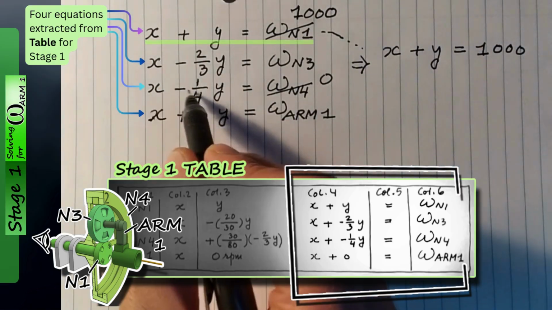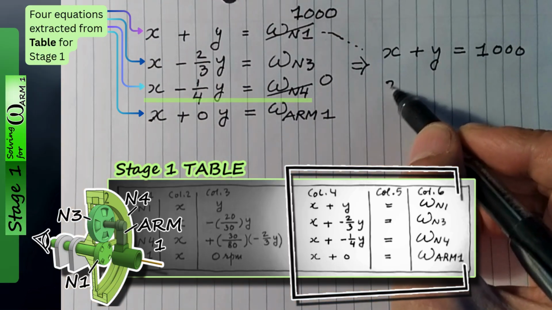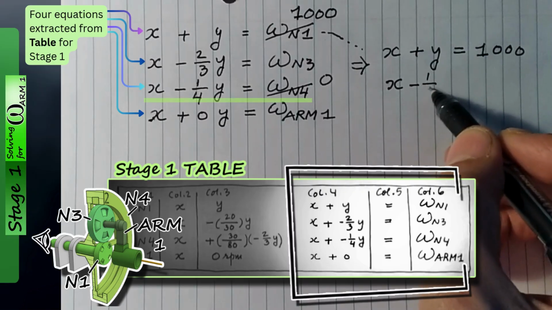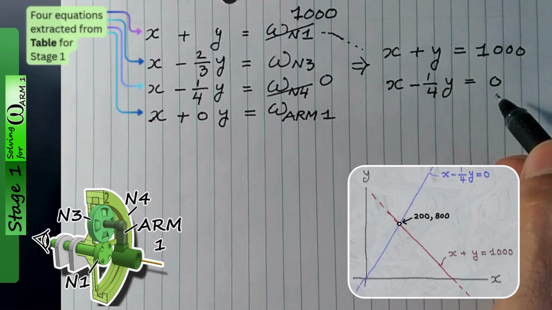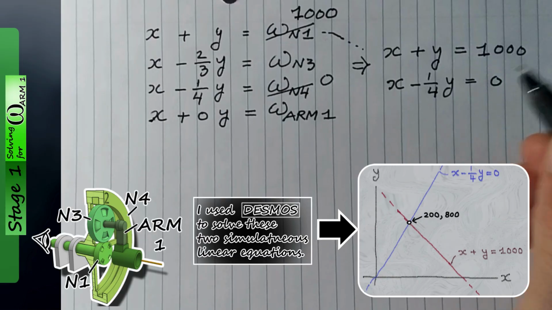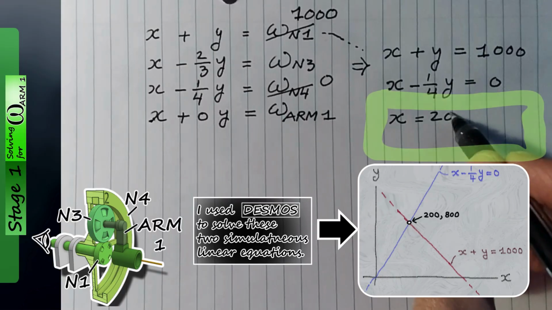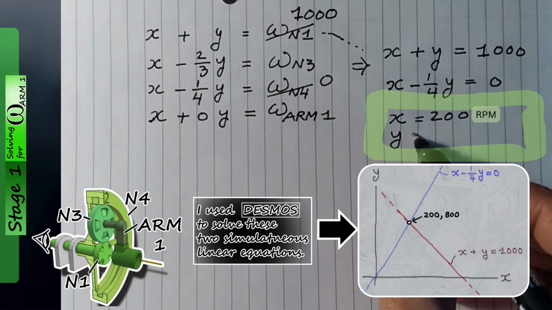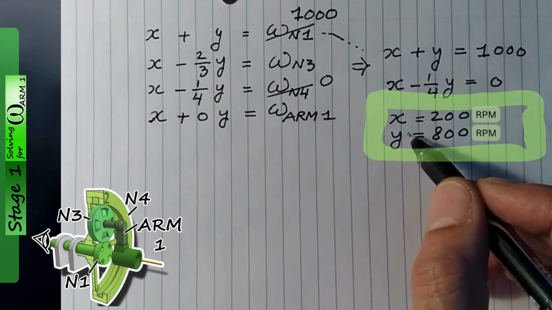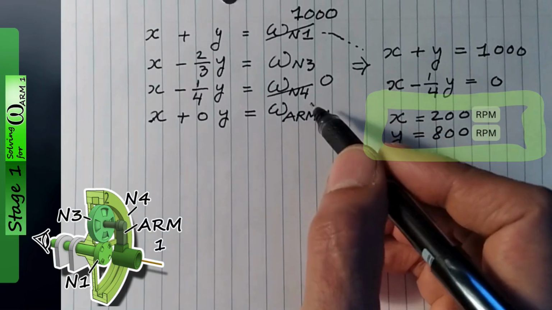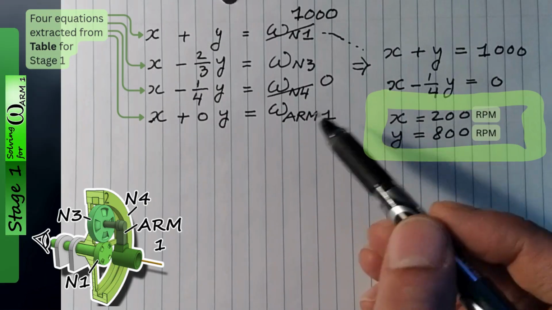The second equation is the one for omega n4, and that one says that x minus 1/4 y is 0. If we solve these two linear simultaneous equations, you will find that x comes out to be 200 and y comes out to be 800. Now that we know the values of x and y, we can go back to the equations and compute the rotational speeds of any of the members.